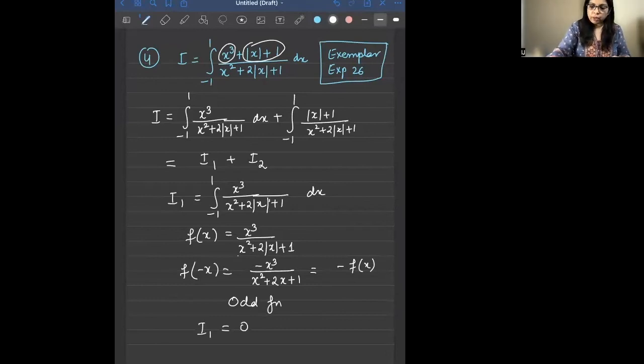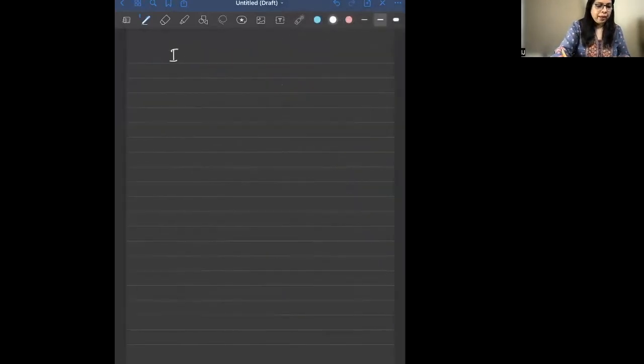Now let us start with second integral. Our second integral is minus 1 to 1 mod x plus 1 upon x square plus 2 mod x plus 1.